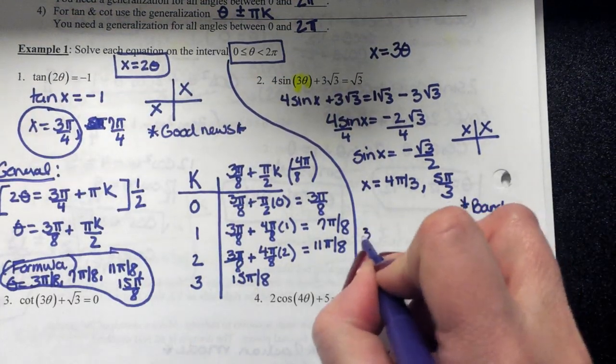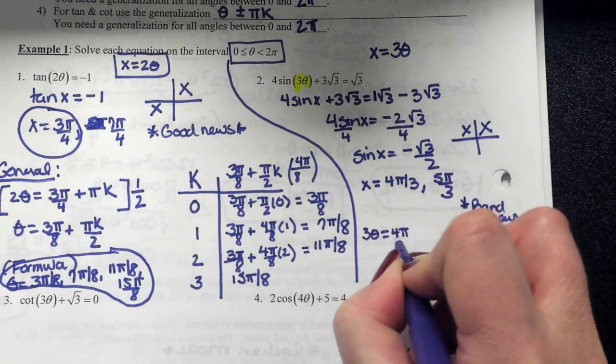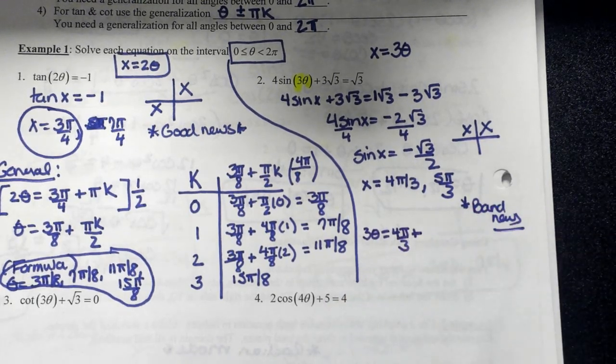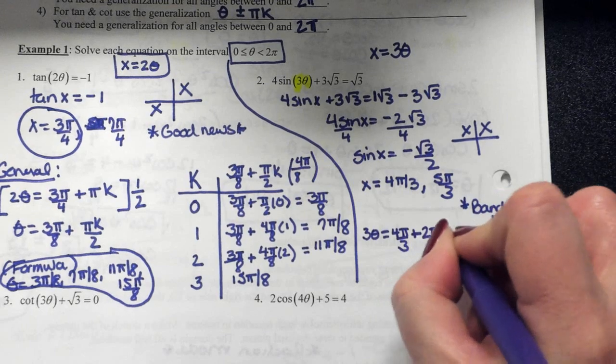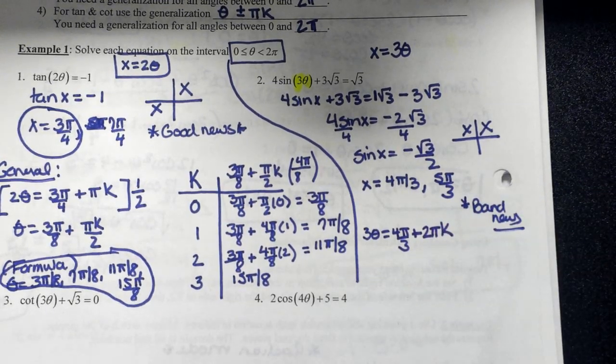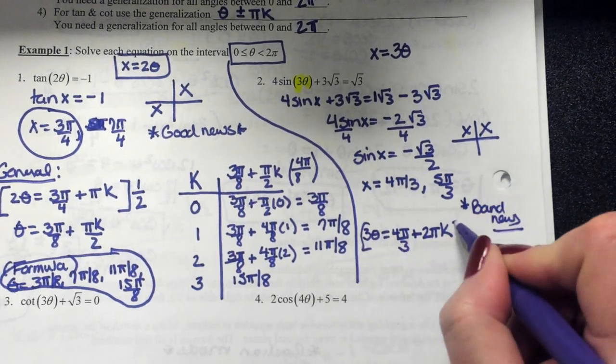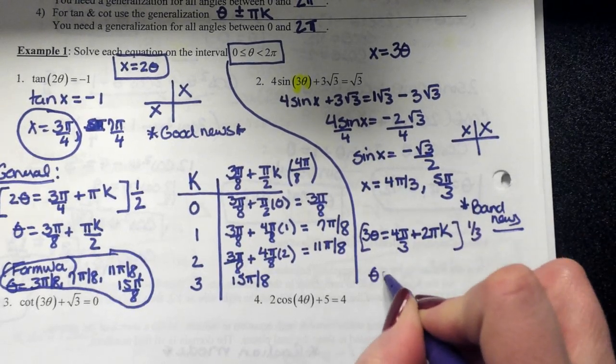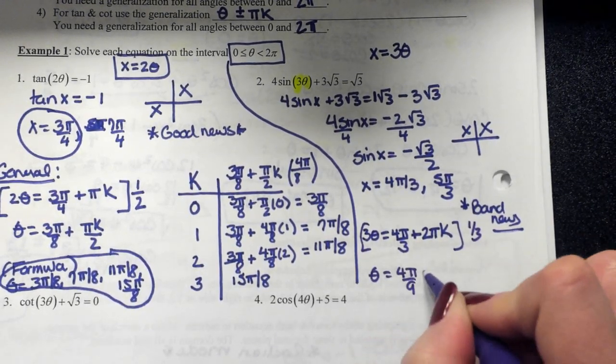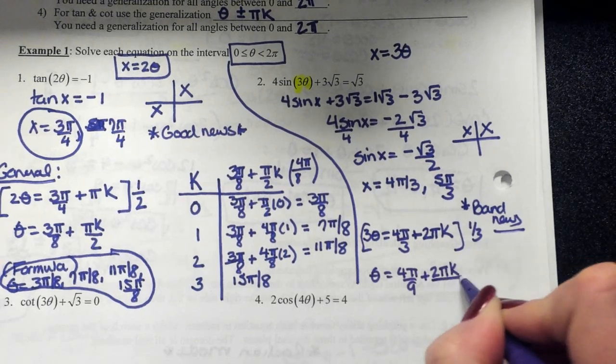So I'm going to take 3 theta and set it equal to 4 pi over 3 plus. Now because it's sine, is it a 2 pi k I add or is it just a pi k? 2 pi k. Remember, tangent and cotangent, it's just a pi k. For all the rest of them, it's going to be 2 pi k. Now to get theta by itself, what am I going to do? I'm going to divide by 3, or multiply by what? 1/3. So theta is equal to 4 pi over 9 plus 2 pi k over 3.